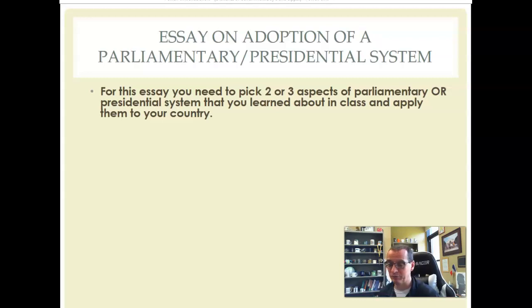So let's say you're from the U.S., you should apply 2 or 3 aspects of the parliamentary system to the case of the United States. If you're from Japan, which has a parliamentary system already, then in that case you would apply 2 or 3 features from the presidential system to your country. If you have questions about which system to apply to your country, please just shoot me an email and we can talk about that.